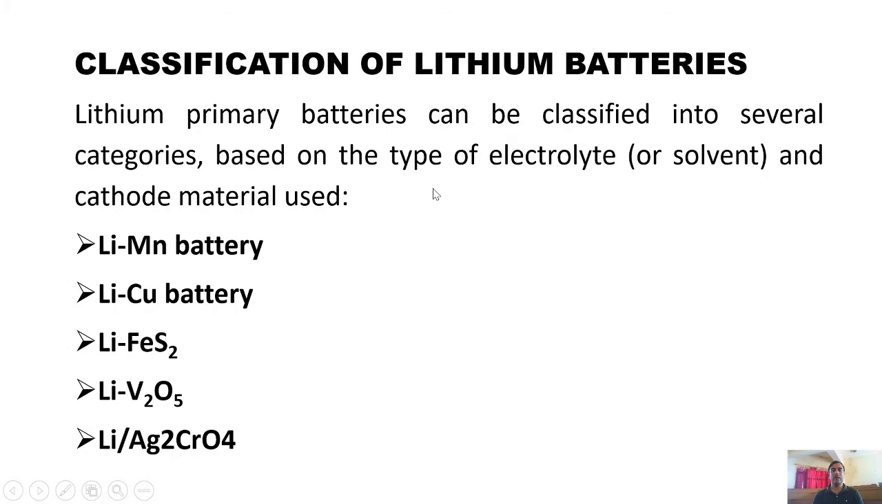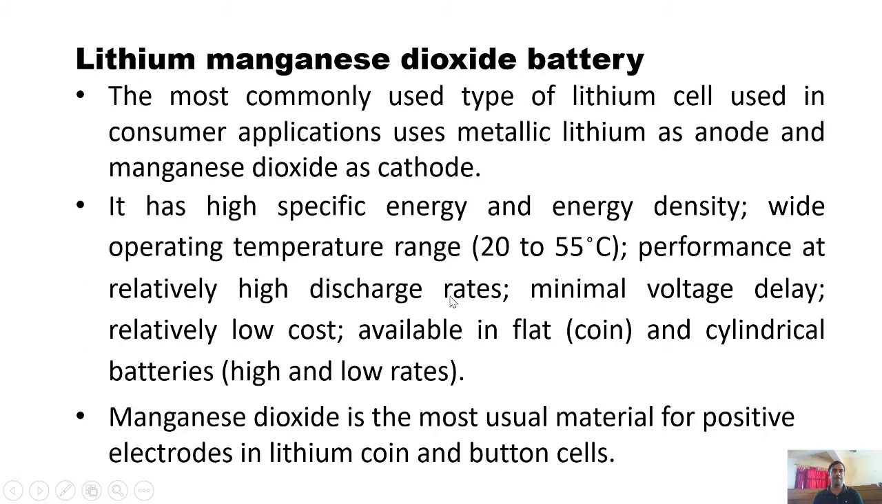Based on the type of electrolyte and cathode material used, lithium batteries are classified into following types such as lithium manganese battery, lithium copper manganese, and many other types of batteries. Lithium manganese dioxide battery is the most commonly used type of lithium cells, used in consumer applications. It uses metallic lithium as anode and manganese dioxide as cathode. It has high specific energy and energy density.